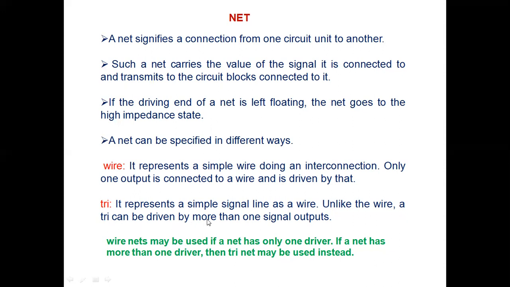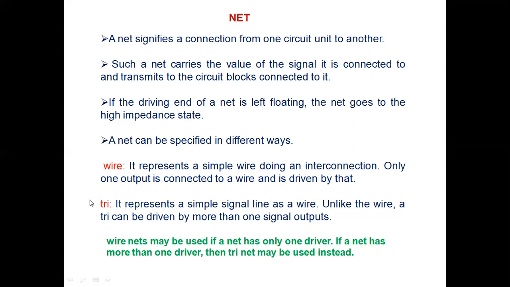A tri net can be driven by more than one signal output. Tri is also nothing but a simple signal line, a wire only. But what is the difference between wire and tri? In wire, only one output is connected. But in case of tri, it can be driven by more than one signal output. That is the basic difference between wire and tri.